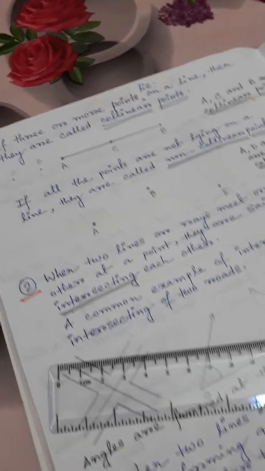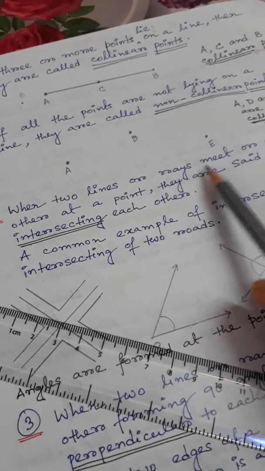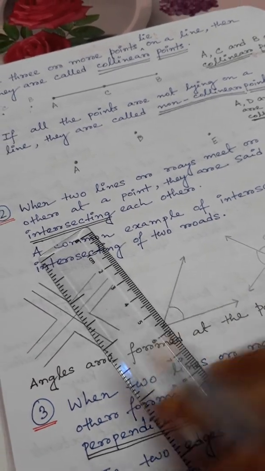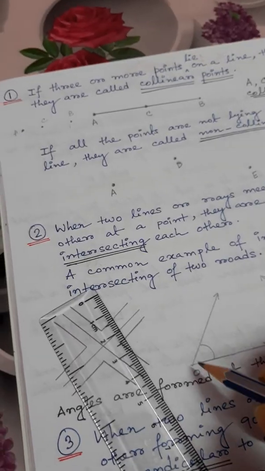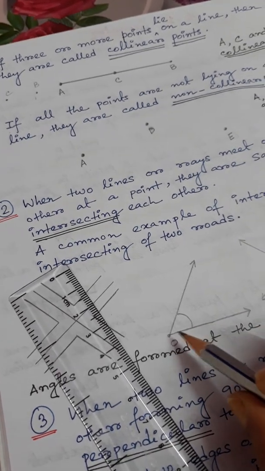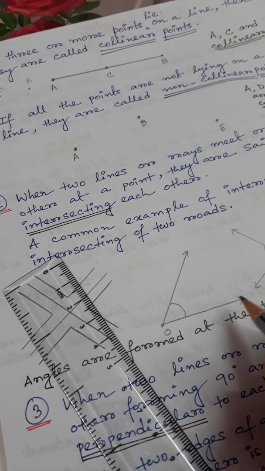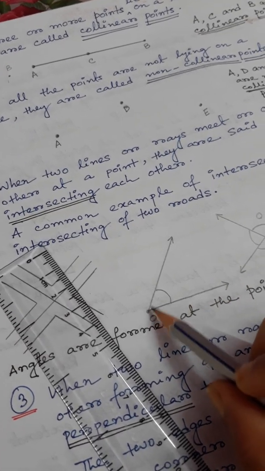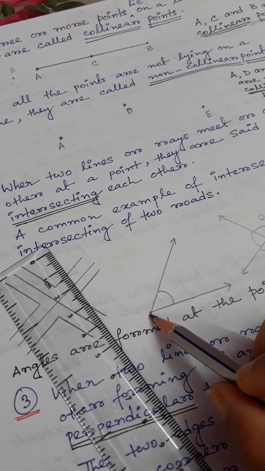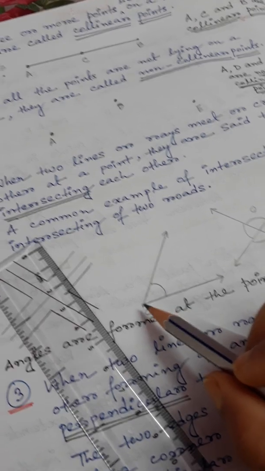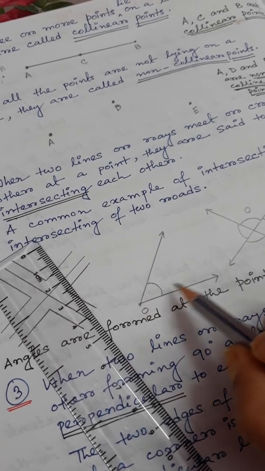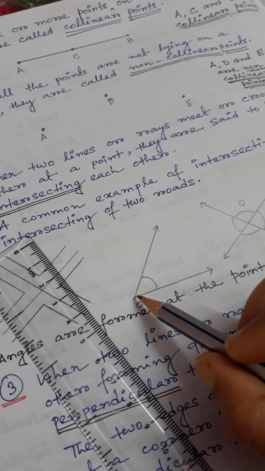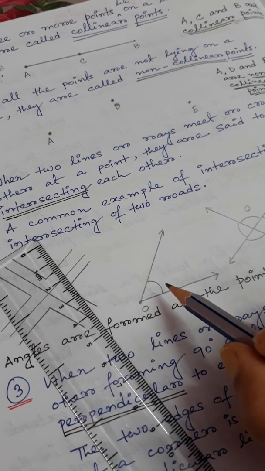Okay, so the next point is when 2 lines or rays meet or cross each other. Suppose you have taken 2 rays. In rays, I told you there is one end point, but the other end you can extend. It can be extended in one direction. So here, the 2 rays meet or cross each other at a point. This point is O. At this point they are attached, they cross or meet at point O.